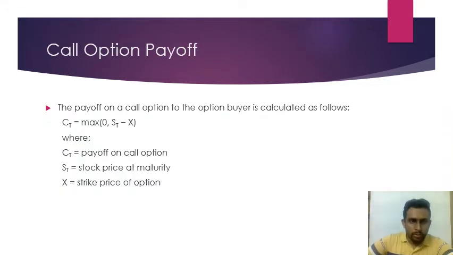Coming to call option payoff. The payoff of a call option to the option buyer is calculated as follows: CT, the payoff of the call option, is equal to the maximum of 0 or ST minus X, where ST is the stock price at maturity and X is the strike price of the option, which is being explained in the next slide.